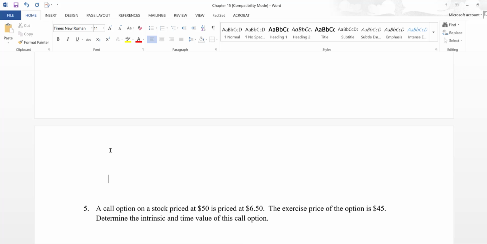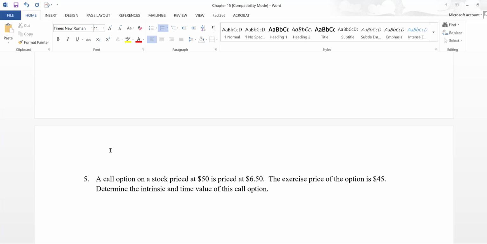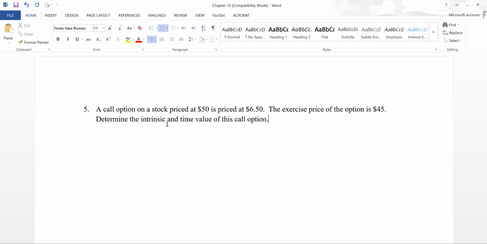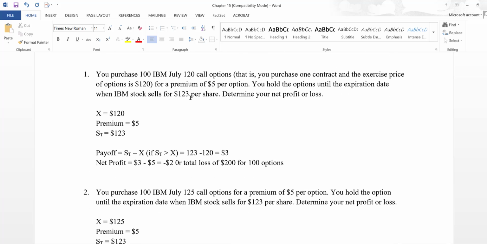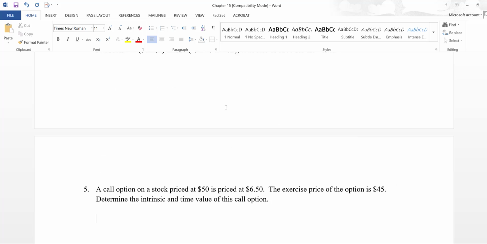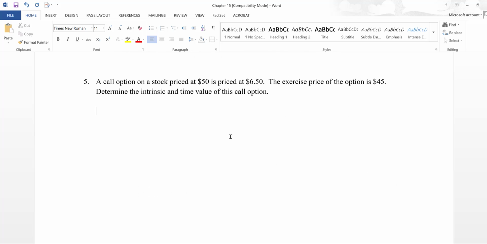Okay, last problem here is from chapter 16. This is about the intrinsic and the time value of the option. So in this case, you have a call option on a stock. The stock price is 50 and the option price is $6.50. And this is before expiration. In all of these other problems you were doing the calculations right at expiration. This is at a point before expiration. The exercise price of the option is 45.